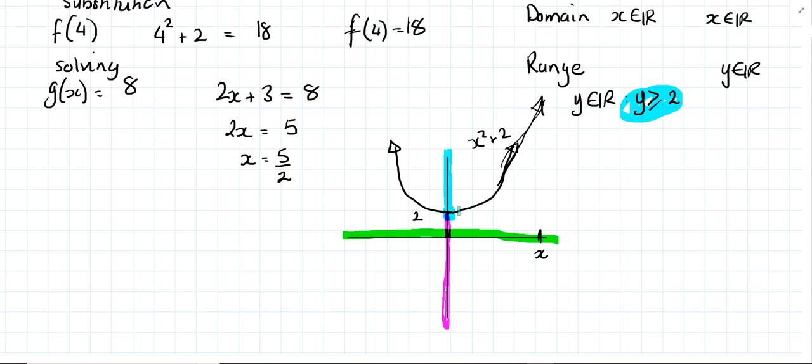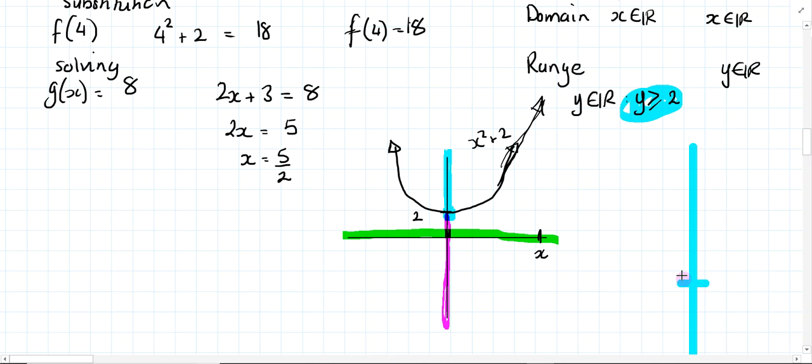Do you really have to write y as any real number, or can you just write y is greater than 2? Well, I wouldn't worry about it. If you just wrote y was greater than or equal to 2, I'd be alright. But we need to get used to it, because other people are going to write it. So that's what a quadratic would look like.